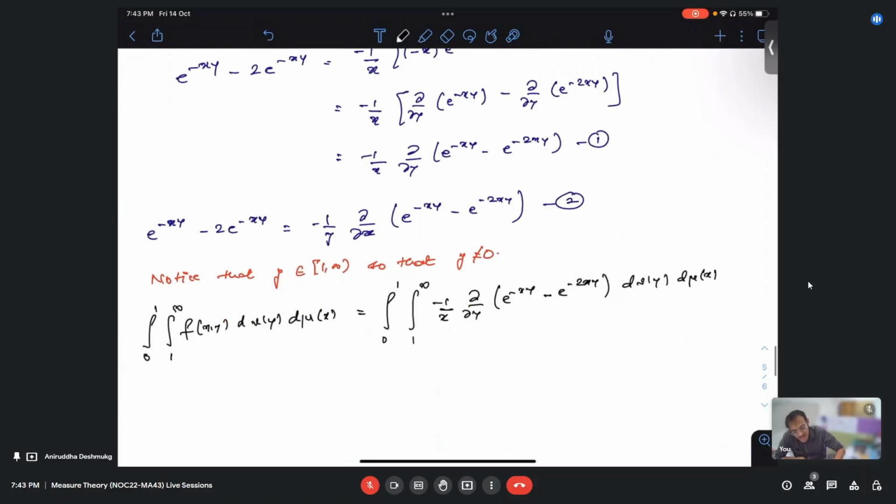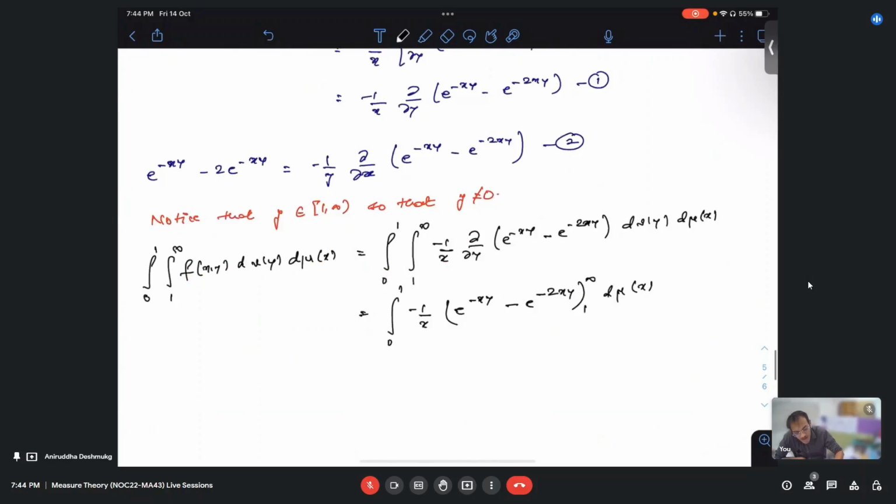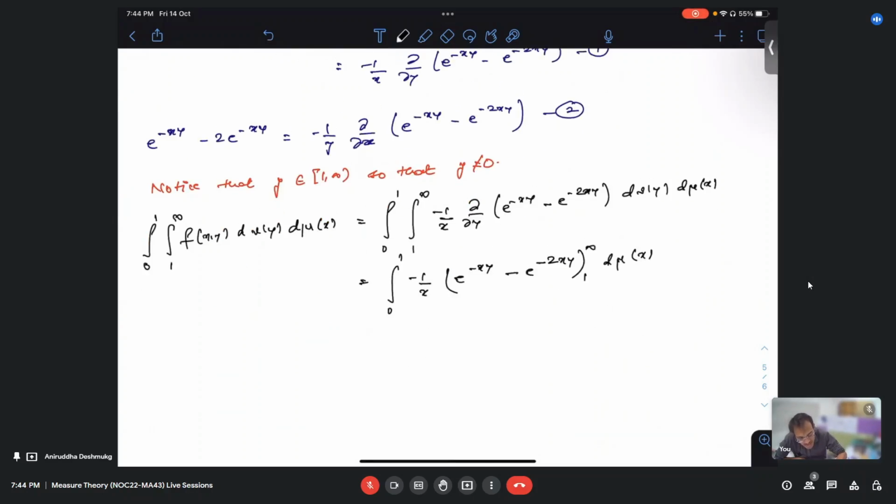But for the inner integral, x is constant, so that can come outside. So it is 0 to 1 minus 1 over x, and by the fundamental theorem of calculus, this is e to the power minus xy minus e to the power minus 2xy from 1 to infinity. Now, as y goes to infinity, both these terms go to 0. So nothing remains. And as y goes to 1, what happens is it becomes 1 over x e to the power minus x minus e to the power minus 2x.